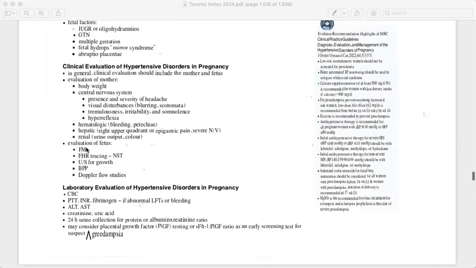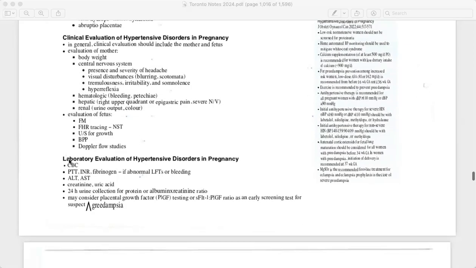Along with the evaluation of the fetus. So usually in the CDM or in MCQs, they can ask you in hypertensive disorder, what are the evaluations of the fetus we do? So fetal movement, fetal heart rate, ultrasound for the growth, BPP, and then Doppler flow studies. So just highlight this one.